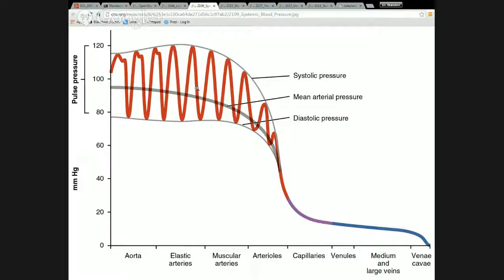So the gray lines outlining the red line here represent the range of blood pressure. But right down the middle is a line that represents a constant pressure. And that's labeled the mean arterial pressure, or MAP, it's often abbreviated. The word mean basically means average. So this is the average pressure in the arteries. It's not exactly the average pressure, and I'm going to explain that in a second, but that's what the term basically means.